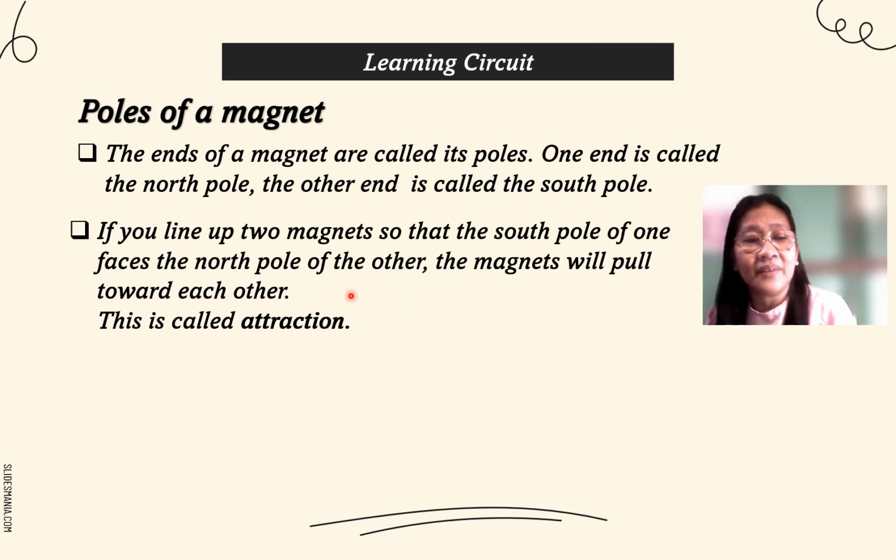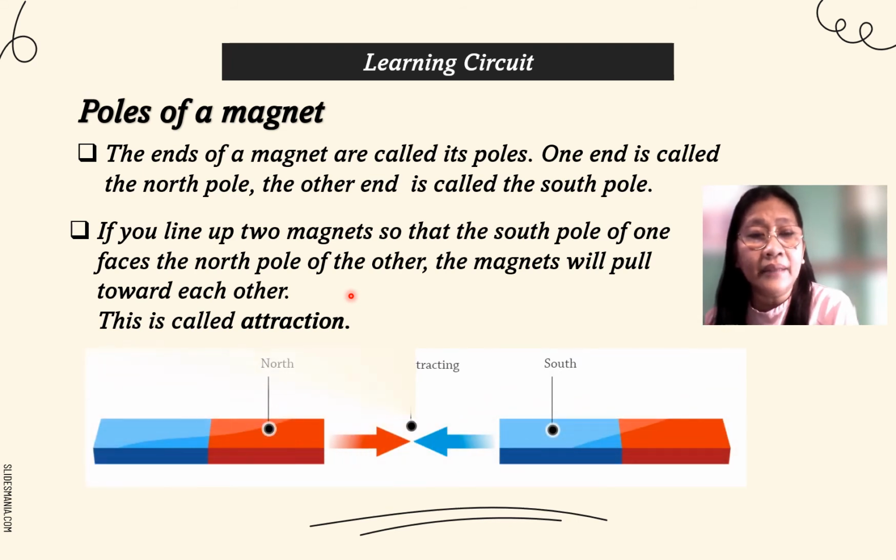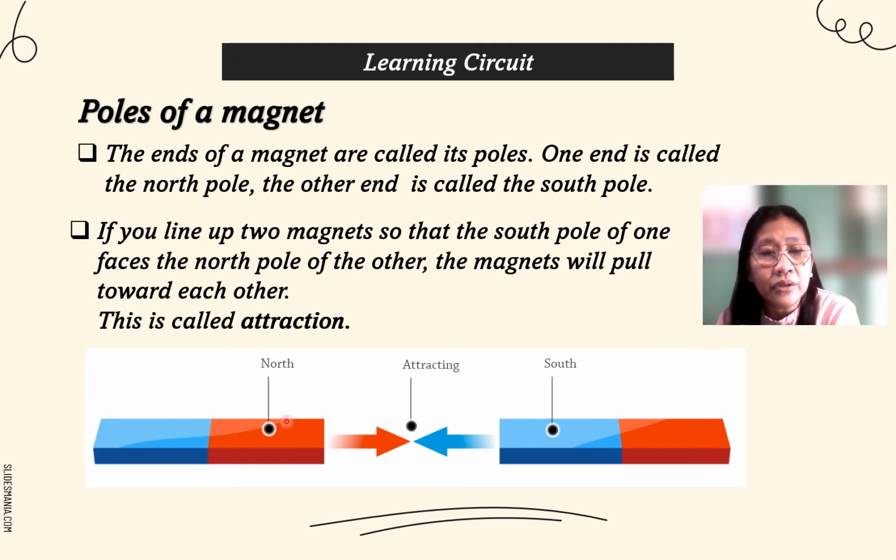Look at the arrangement of the two magnets. When the two magnets are lined up so that the South Pole and the North Pole face each other, the magnets will pull toward each other. So they will move toward each other. Look at the arrow showing that they will pull together. So this is called attraction.